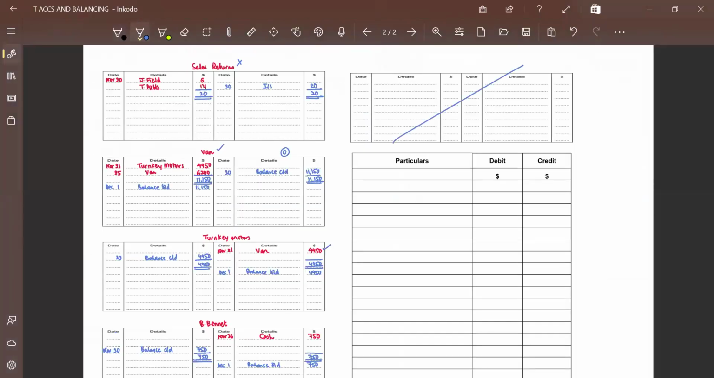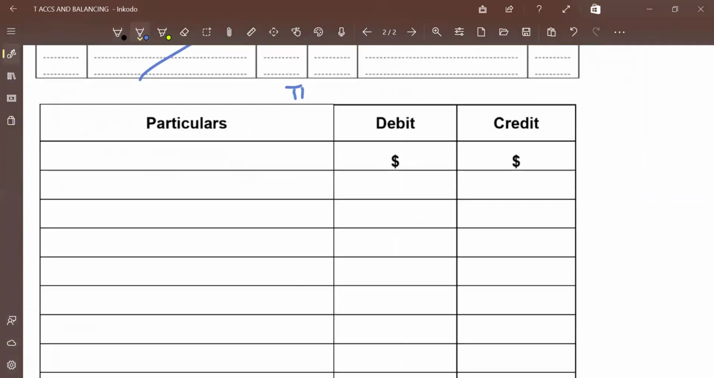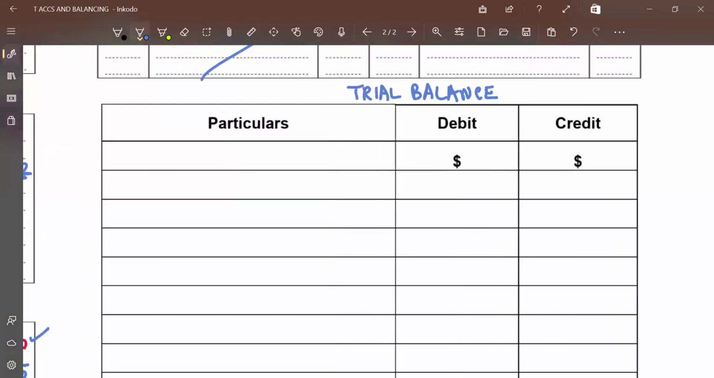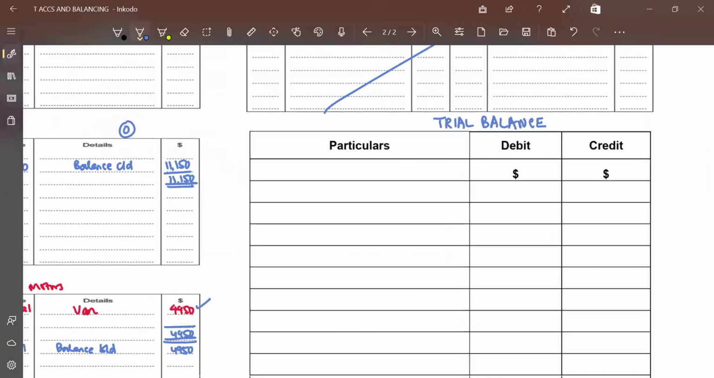So let's just cancel this out. This is what the trial balance looks like. You have a debit column and a credit column and a particulars column. You might as well also have a serial number column. That is not important. 1, 2, 3, 4, we post them. Let's start posting the balances.